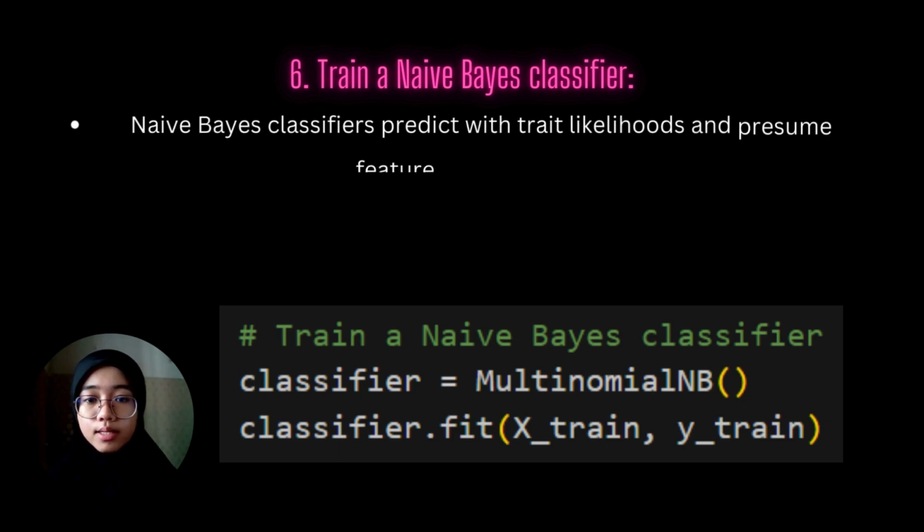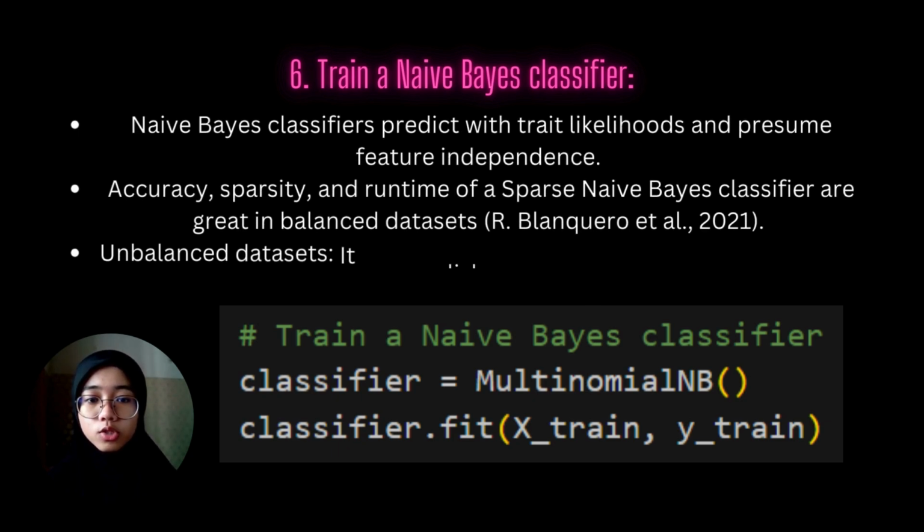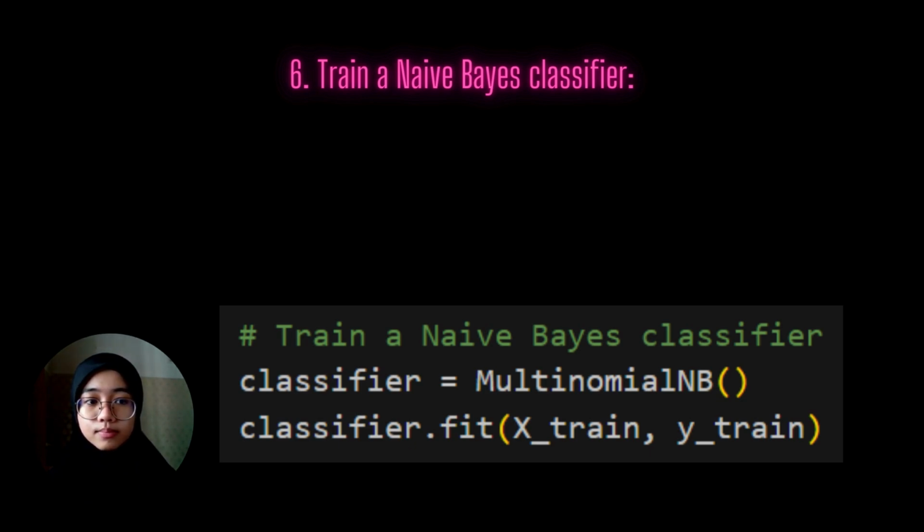Next, we train a naive-Bayes classifier. Naive-Bayes classifiers predict with trait likelihoods and presume feature independence. Accuracy, sparsity, and runtime of a sparse naive-Bayes classifier are great in balanced datasets. In unbalanced datasets, it achieves a balance in classification rates.